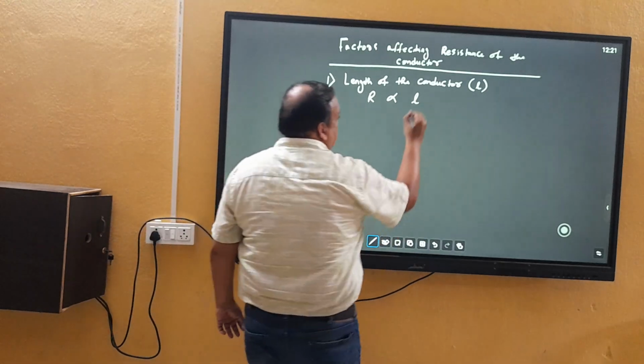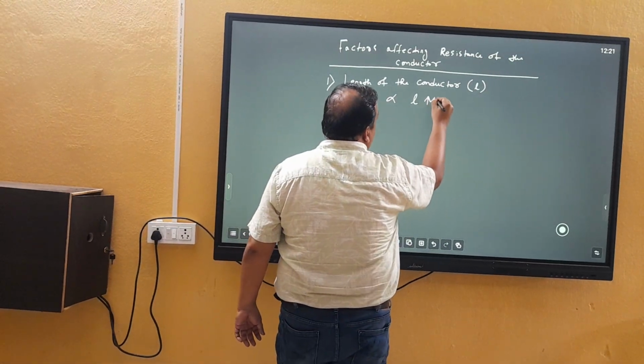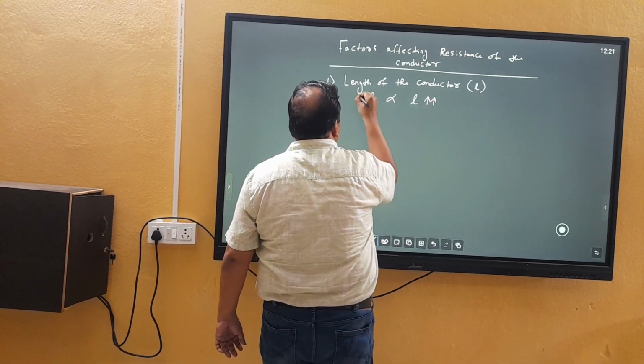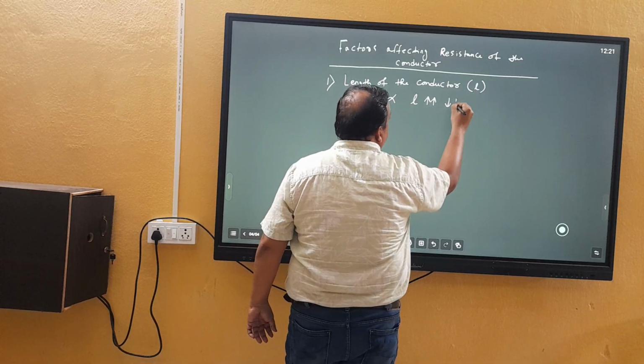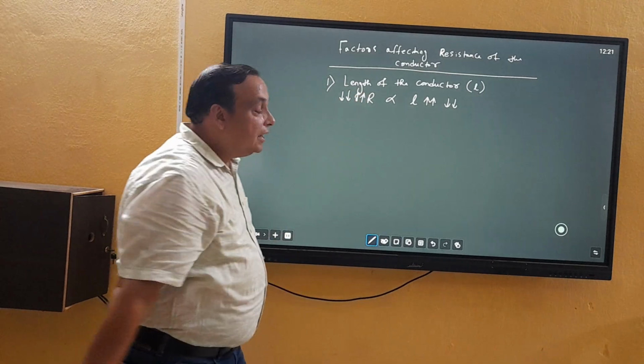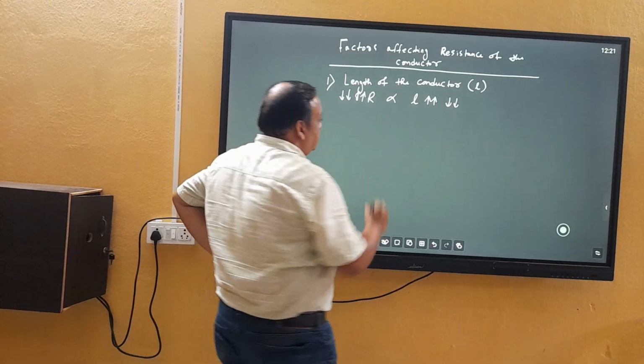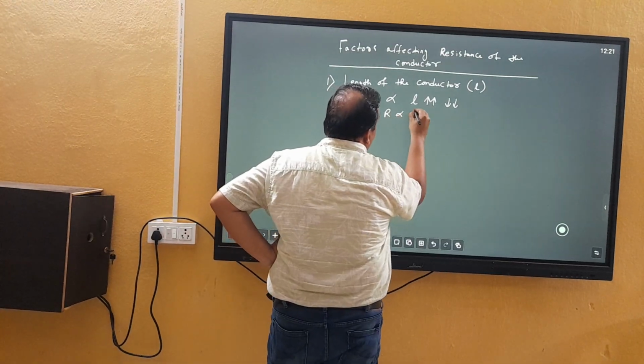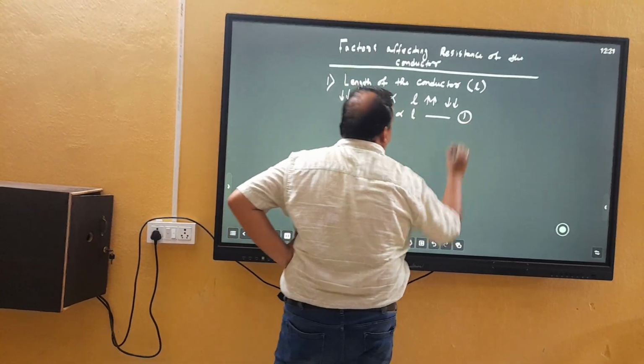When the length of the conductor increases, resistance increases. When the length decreases, resistance decreases. Direct proportional. Okay, so resistance is directly proportional to length of the conductor. We will give it equation number 1.